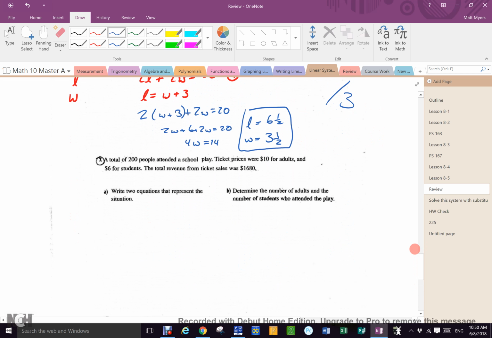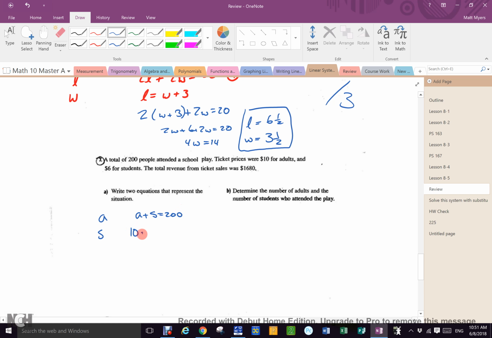And this question. This one I've actually divided up. I need the 2 things. One for the system, one for the work. What is our system? What don't we know? We don't know how many adults and how many students came, yes? So I don't know how many adults or students. But I do know that 200 people came. So I know A plus S equals 200.